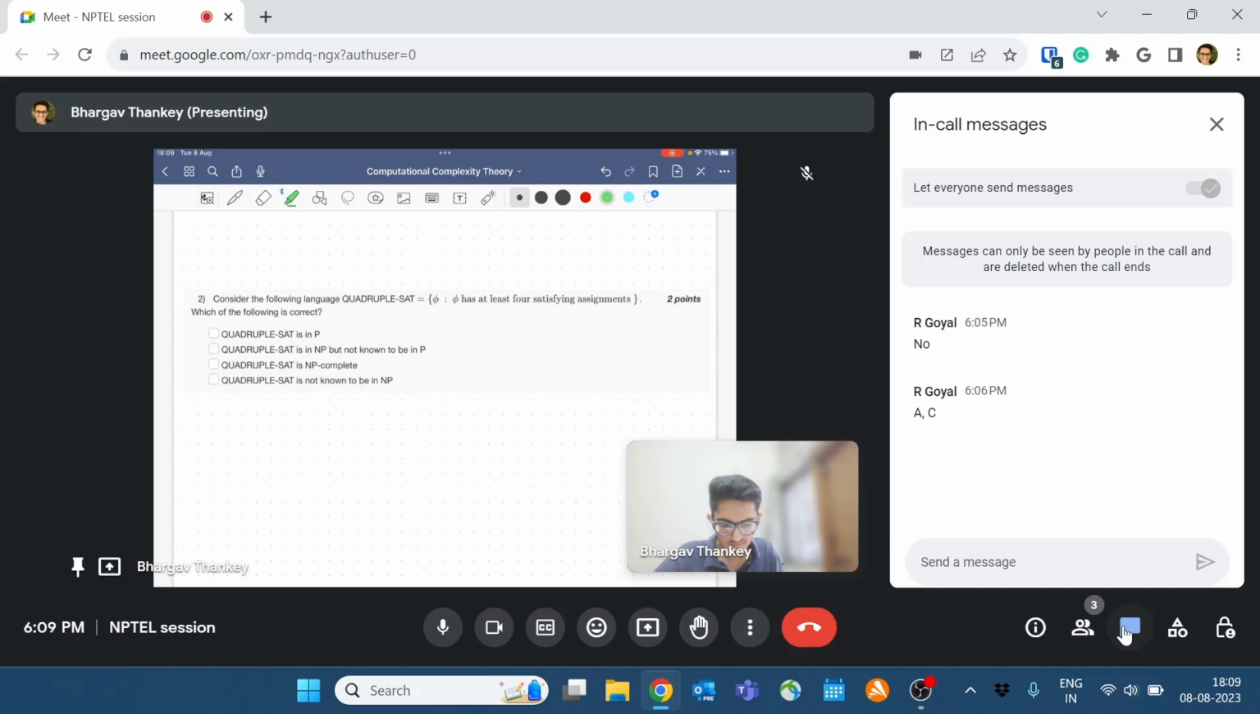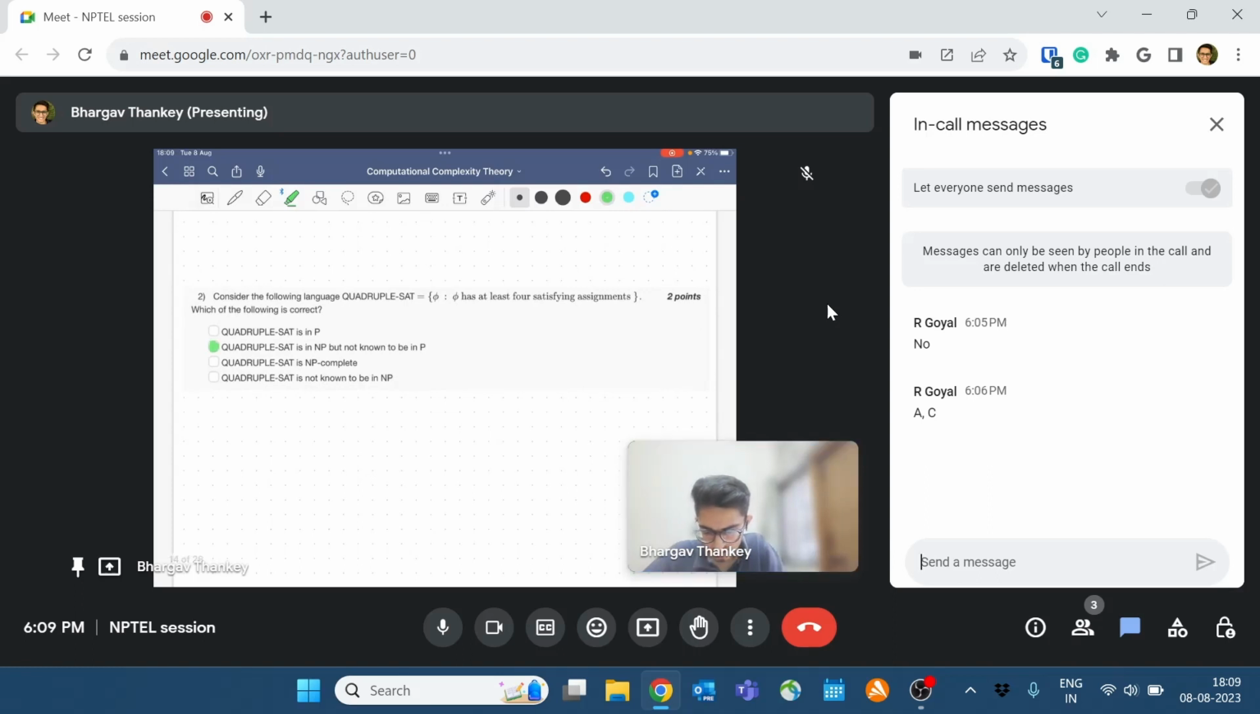So, which of these are correct? I think that D is correct. It is not known to be in NP because here we require two things: not only do we require an assignment, but we also require that the count should be at least four, right? But we can do the following: instead of just providing one assignment, we can provide four assignments. And that means the count is at least four, right? Yes. So in that case, clearly option B would be correct.